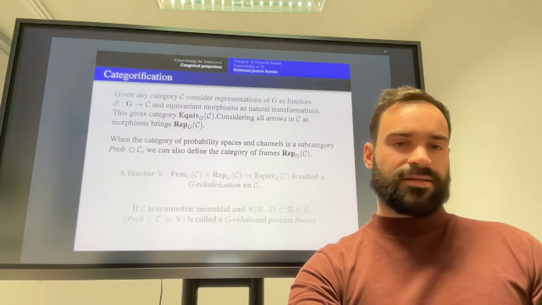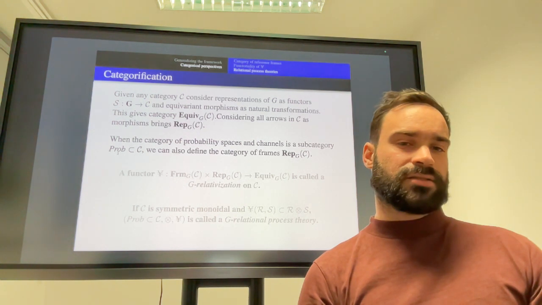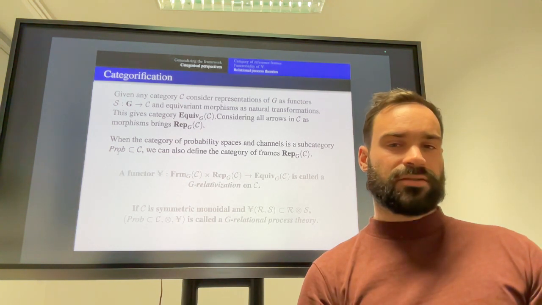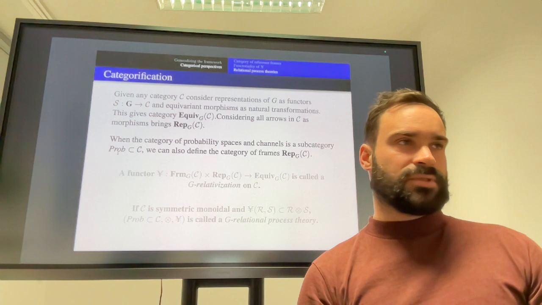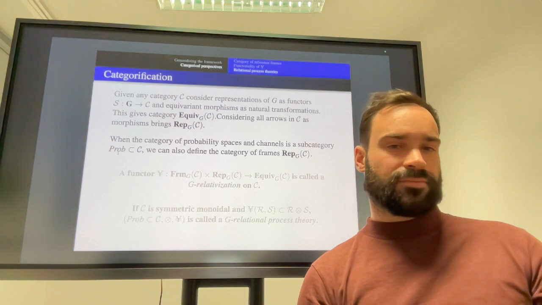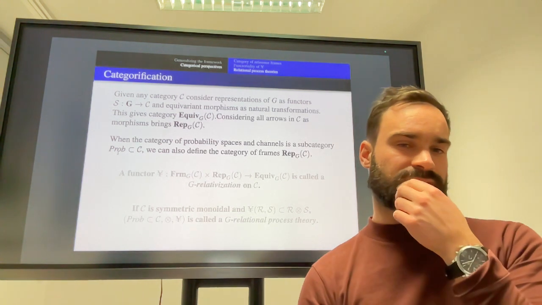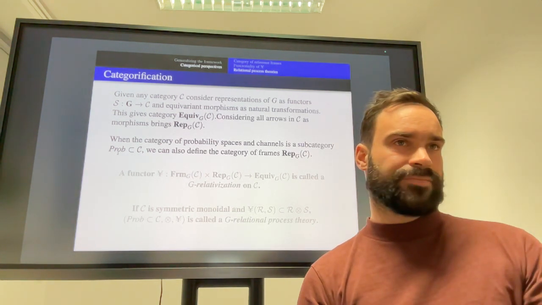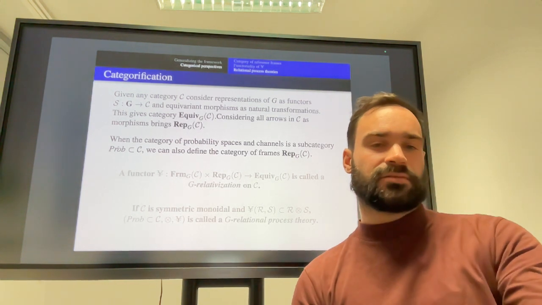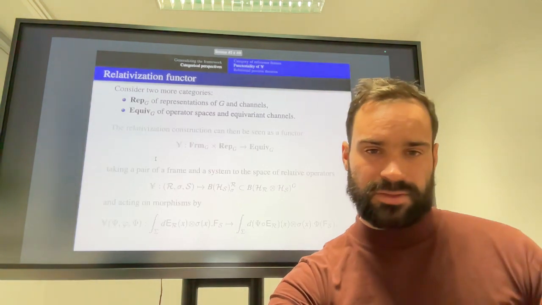And then I can require that this category of probability spaces is a subcategory of my category C. And why do I need this? Because then I can think about frames internally, because a frame is just a channel from the objects of C, of representations of G on C, to probability spaces. These are like observables, and on these probability spaces there are also spaces on which the group acts. This is needed. Maybe I can show it again.